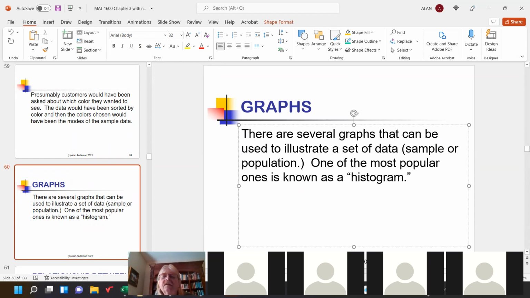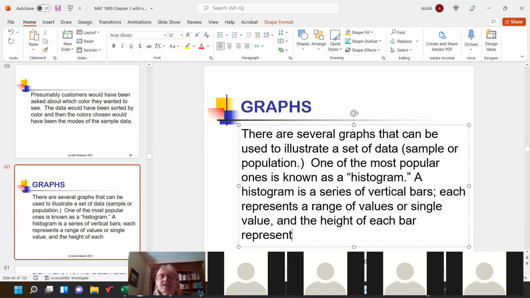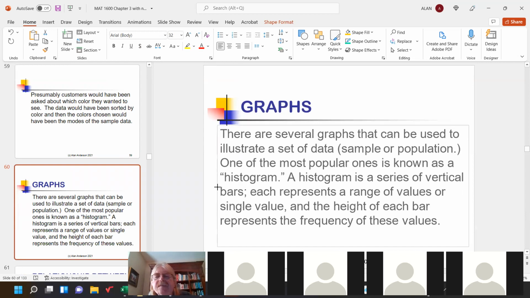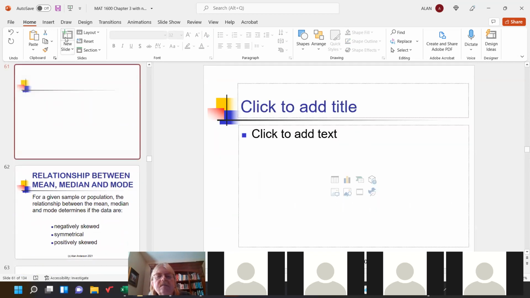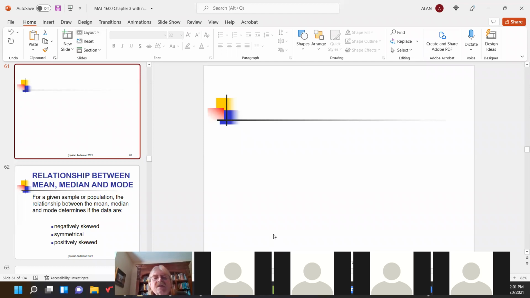So a histogram is a series of bars. I'll draw one for you in a second. Each represents a range of values or a single value, and the height of each bar represents the frequency of these values. All right, so just to give you a quick example, let's go back and revisit the case of the iPhones. You can imagine Apple summarizing their results in this way, although they might have used a different graph.